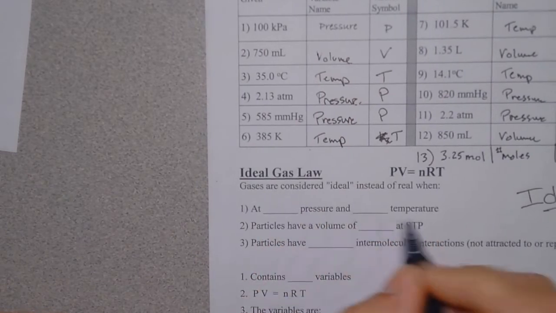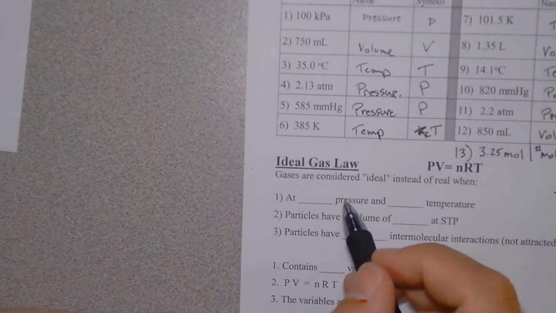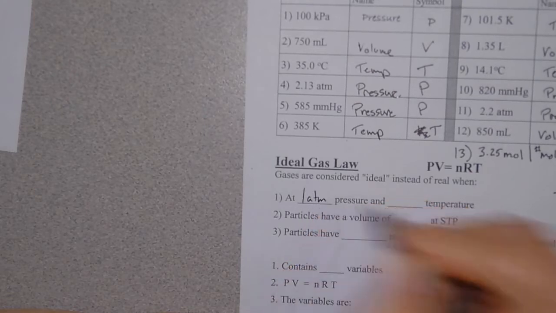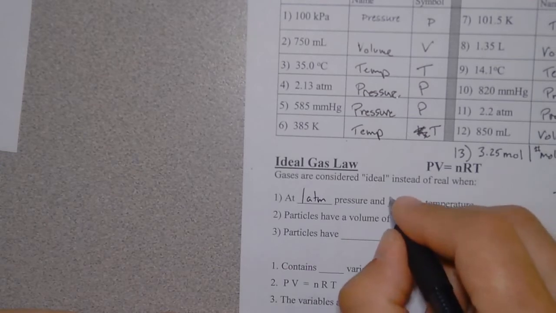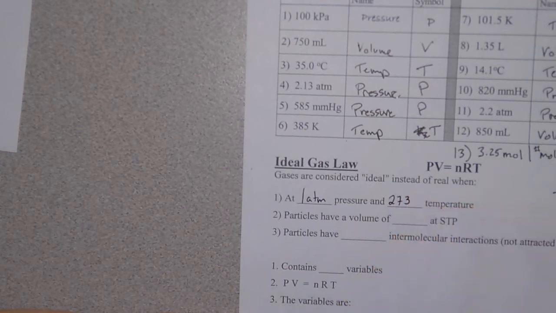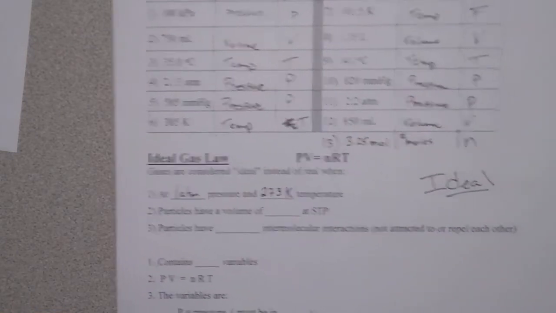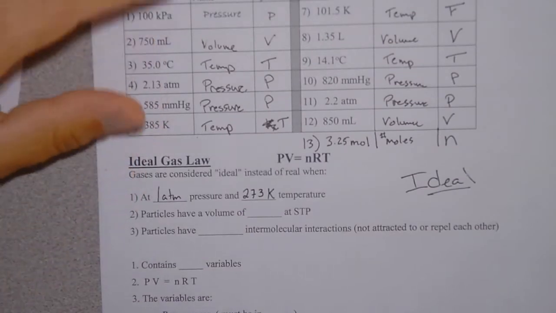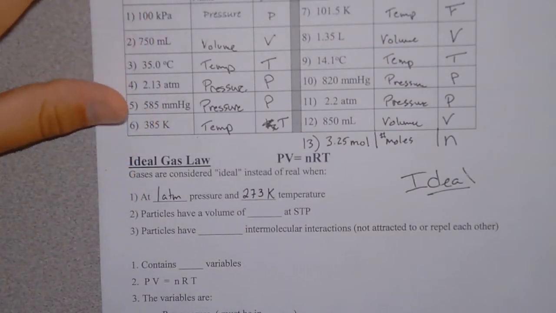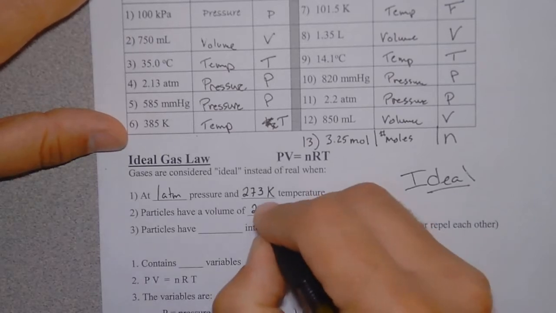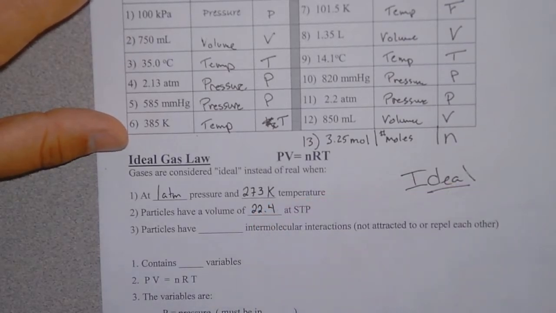And so how many, we'll get to that here in a second. Gas laws are considered ideal instead of real when at 1 atm of pressure and 273 Kelvin is your temperature. All right. Particles have a volume of how much at 1 mole? What's the volume of every gas at 1 mole? 22.4. 22.4 liters. Yes. 22.4 liters.